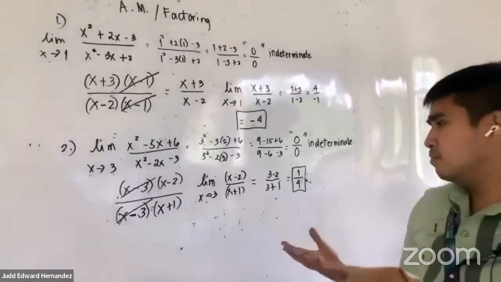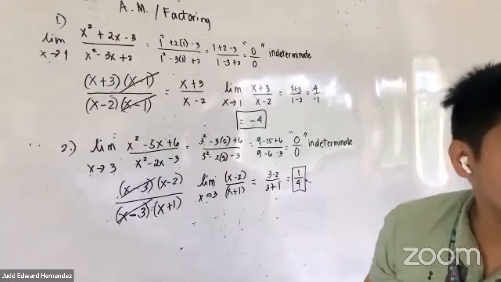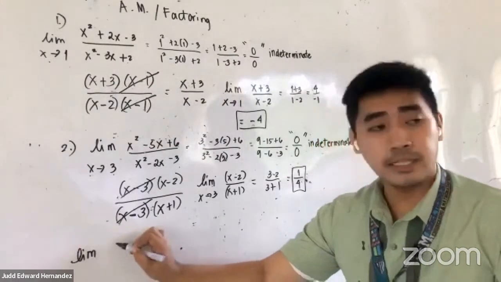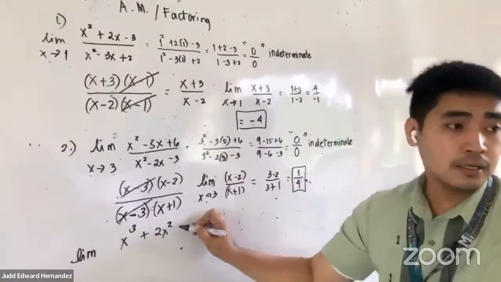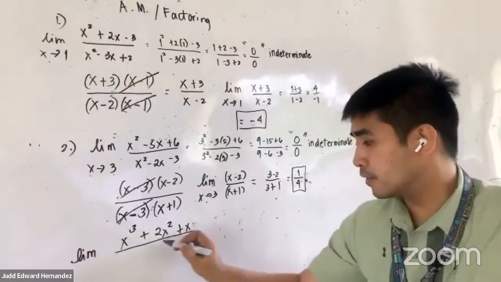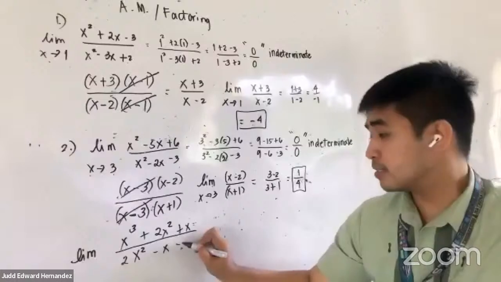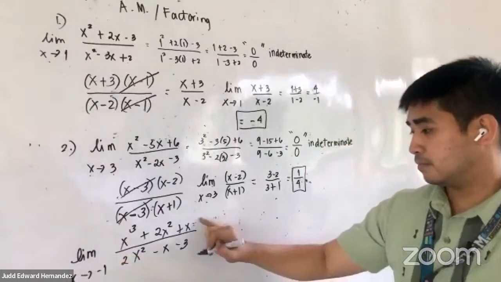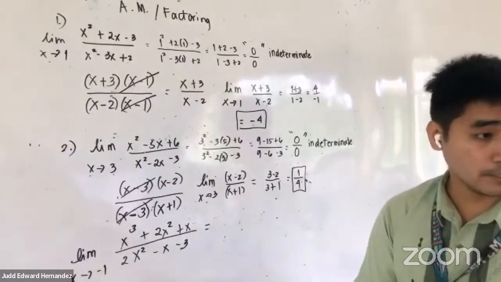Okay. So, not all the time, ganito. Tandaan natin ha, not all the time, ganito. So, let's have our last example. So, the limit of x cubed plus 2x squared plus x over 2x squared minus x minus 3 as x approaches negative 1. I want you to answer this one.